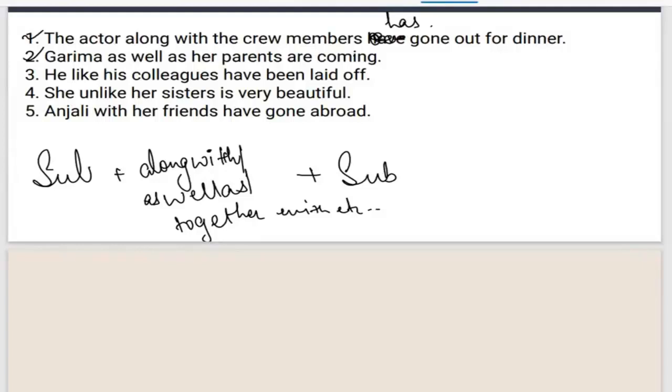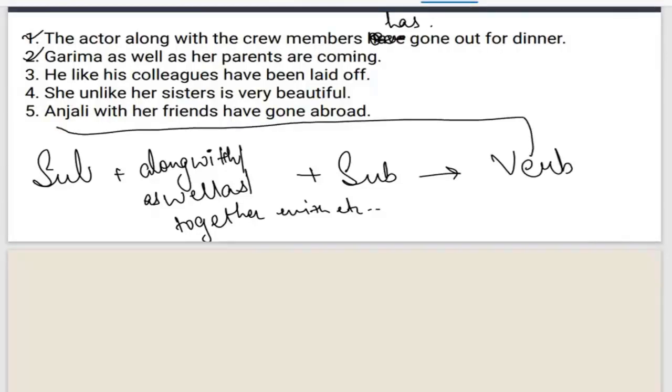So whenever two subjects are connected with these conjunctions, then the verb used after them will agree according to the first subject. When two subjects are not connected with and, but with conjunctions like along with, together with, as well as, accompanied by, nothing but, no less than, with, like, unlike, then the verb agrees only with the first subject.